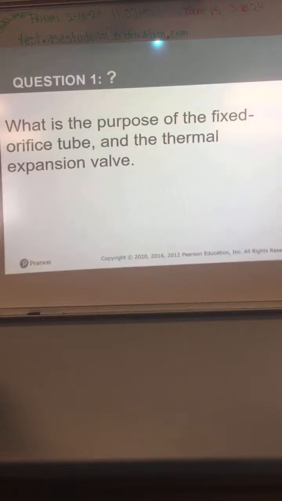It converts heat into cooling. The refrigerant flows to this orifice. It expands inside the evaporator where it absorbs heat and expands into a low pressure gas. Okay.